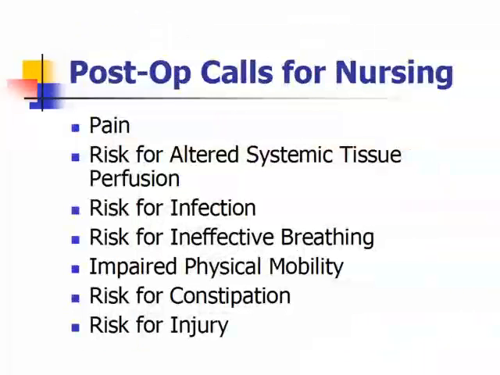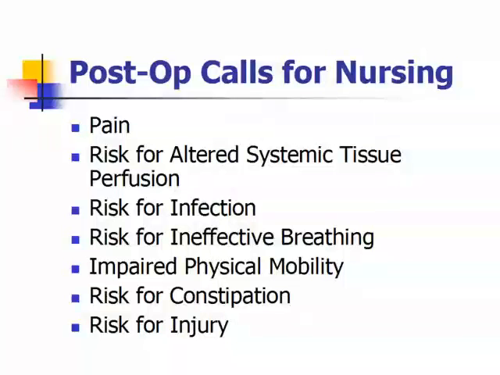Obviously, if you think of a patient that had an aneurysm repair in the aortic area, and the patient had it done in the traditional method, that patient is going to have a huge incision. It's going to start in their chest and go all the way to the bottom of their abdominal area. So post-op pain is going to be a big issue with these patients. Altered tissue perfusion is going to be an issue, as is there's a risk for infection, ineffective breathing.